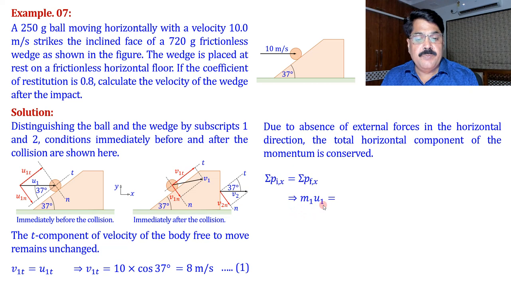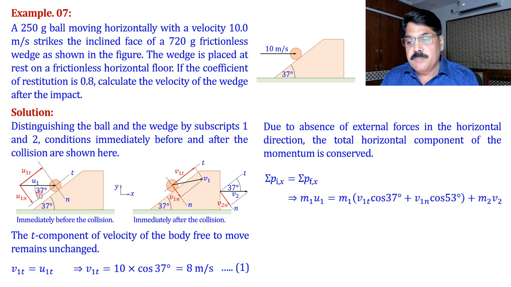What? M1 U1 is equal to M1 V1T cos 37 plus V1N cos 53 plus M2 V2. Let us understand it. It is the initial momentum that was only with the ball. So M1 U1. Now the X component of momentum of the ball of mass M1 after the collision, we do not know this. We know this component and we have to determine this component. So the horizontal component of momentum we will write in terms of this component.